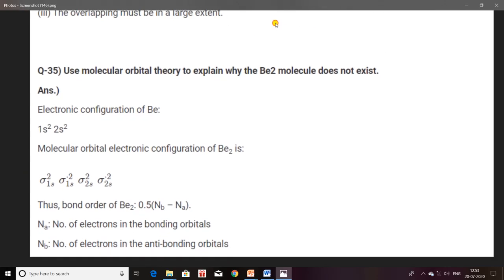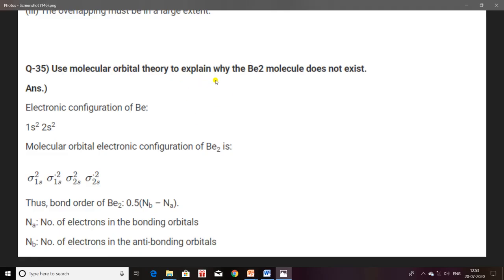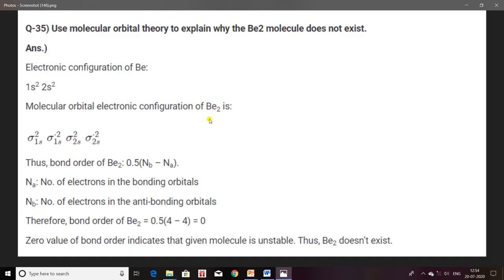Next question is, use molecular orbital theory to explain why the Be2 molecule does not exist. So here you will find out bond order for Be2. So here you have to draw energy level diagram for Be2. You can draw energy level diagram for Be2, the beryllium molecule, with the help of lecture video, and then you have to calculate bond order. If bond order is 0, that means this molecule does not exist. So you have to find out this by your own.